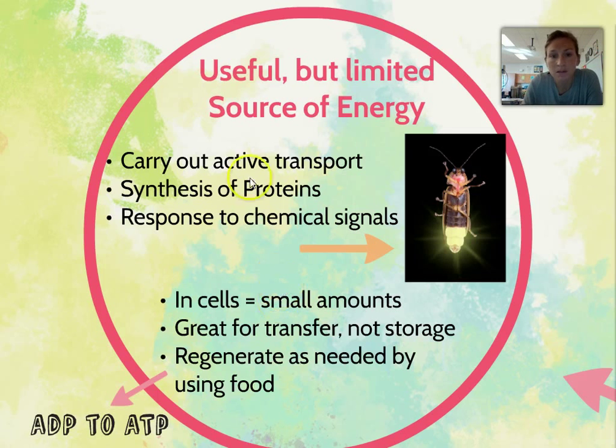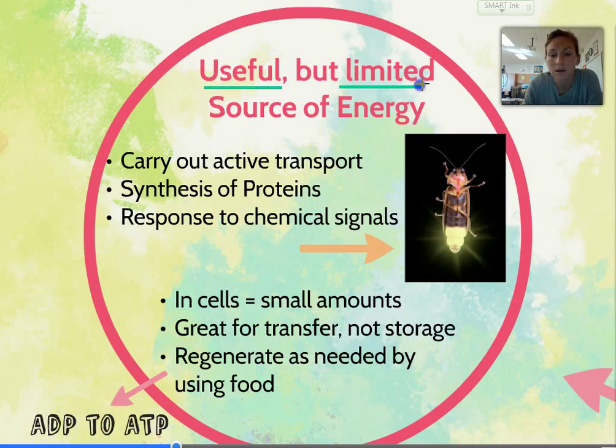Now ATP is useful, as I've stated up here. It's useful, but it's limited. It's only in cells in small amounts. It's really great for energy transfer, but not for storage. So it's only in limited amounts because it can be regenerated as needed by taking in food. And then going through that whole ADP, adding a phosphate to form ATP process, and vice versa, breaking off the phosphate to release that energy.